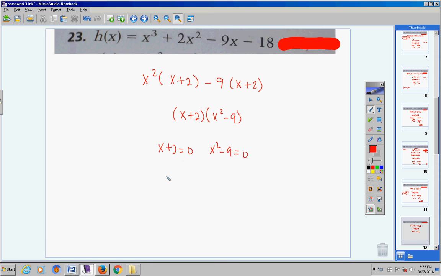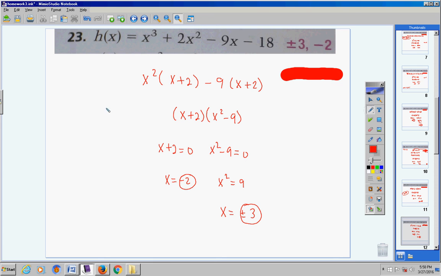Here, bring the 2 over and make it negative. X equals negative 2. That's 1, 0. Here, bring the 9 over and make it a positive 9. And now take the square root of both sides. The square root of x squared is x, and the square root of 9 is, don't forget, your positive negative 3 plus minus. I'm done, guys. There's nothing else I can break down. Negative 2, positive negative 3 are my zeros. In other words, if I were to graph this thing, I would have an x-intercept at negative 2, negative 3, and positive 3. And there's my x-intercepts, okay?